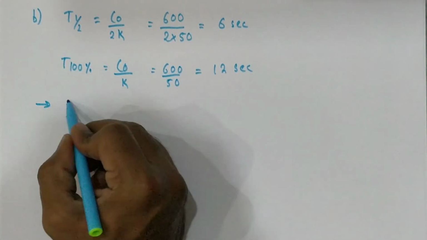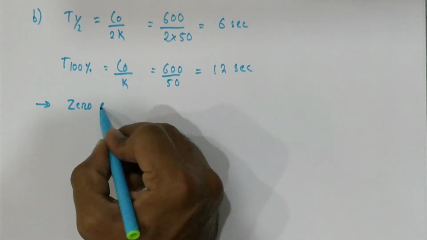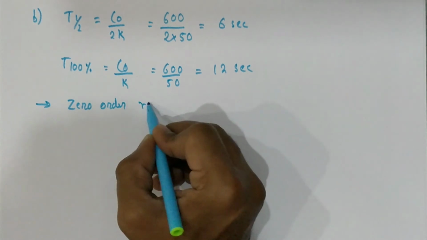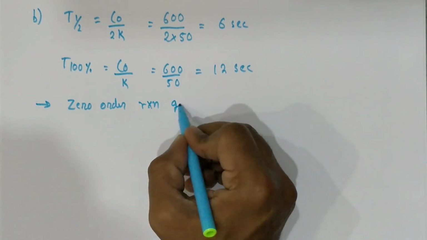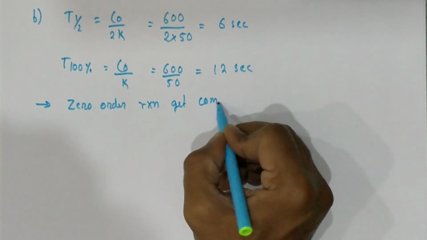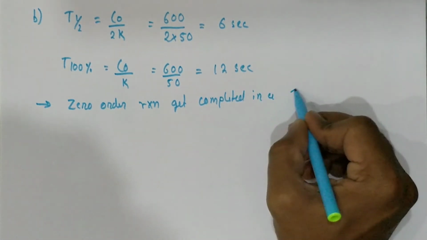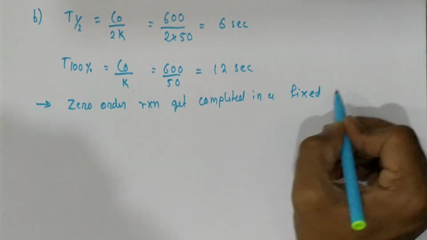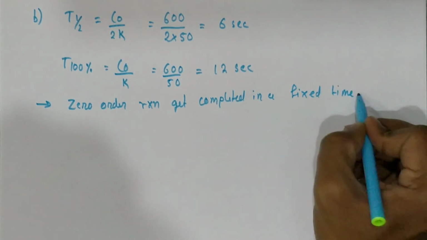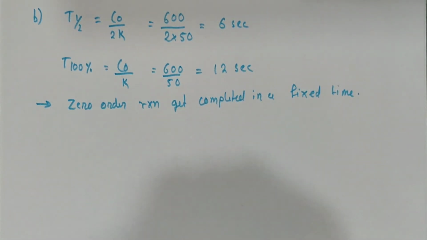So just we can write zero order reactions get completed in a fixed time. So they do not take infinite time to complete, they will get completed in some time. So that is all for zero order reaction.